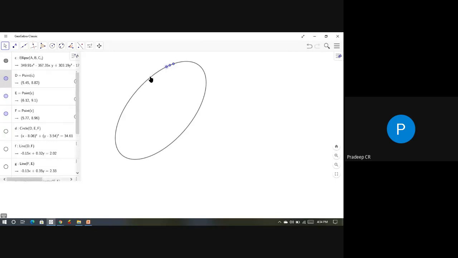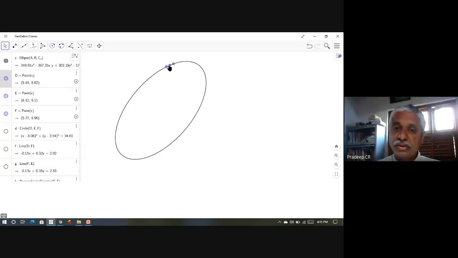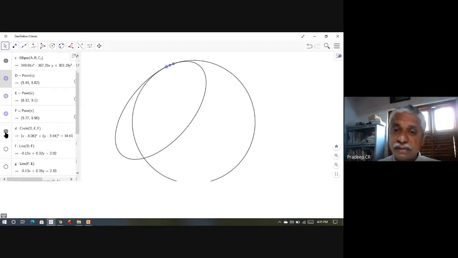Remember this. If you give me any 3 points, I can find the equation of the circle, because 3 points uniquely determine a circle. Basically, you take the chord joining these two, draw the perpendicular bisector, or both, and that will be the center, and this will be the radius. So you know such things. So let us fit in a circle with these 3 points.